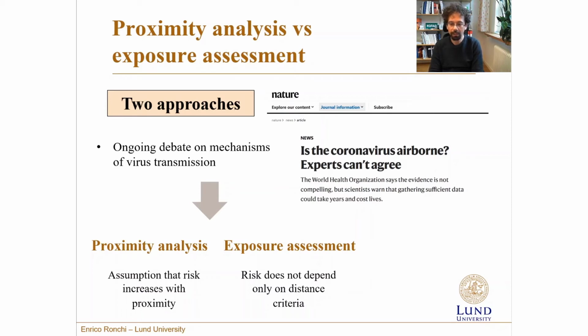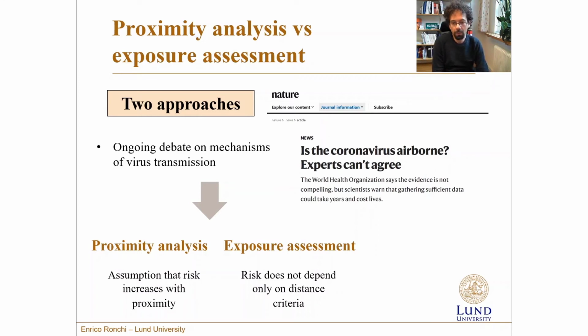But we know that at the moment there is a lot of uncertainty. That's something that we know. So we know that we don't know. So this has implications on the type of approach that we can use to study the mechanism of virus transmissions, and the implications that they have on crowd movement. Because what we generally see nowadays is proximity analysis, which basically is an analysis that makes the assumption that risk increases with proximity. So the closer you get to other people, the higher is the risk.